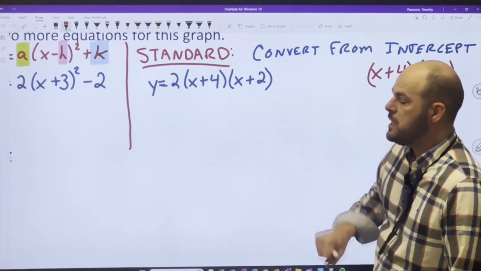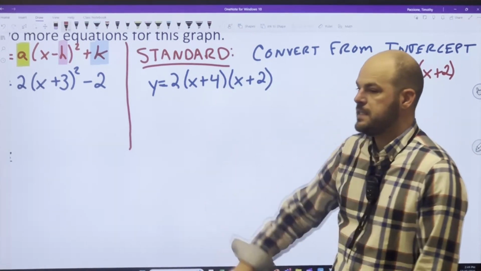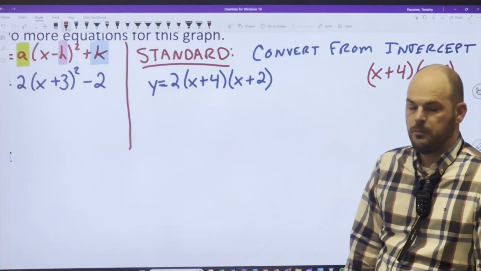Yeah? Why does it say convert from intercept? Because this is intercept form, and we're converting it to standard. Okay, yeah, that makes sense.